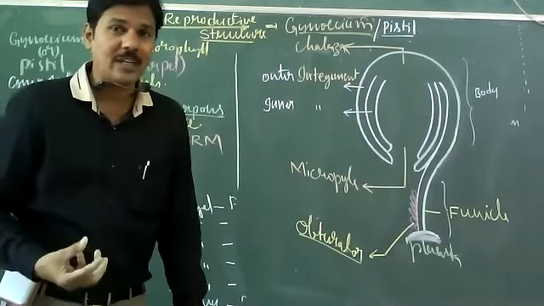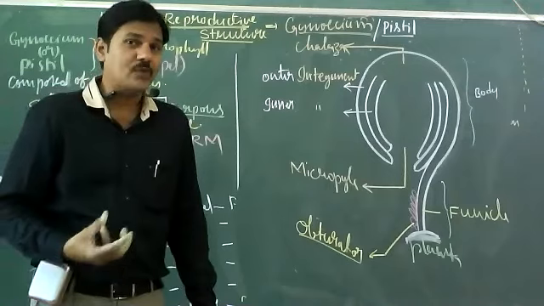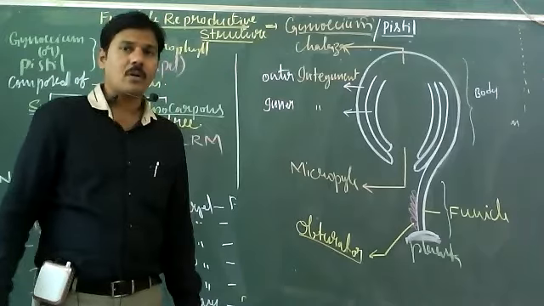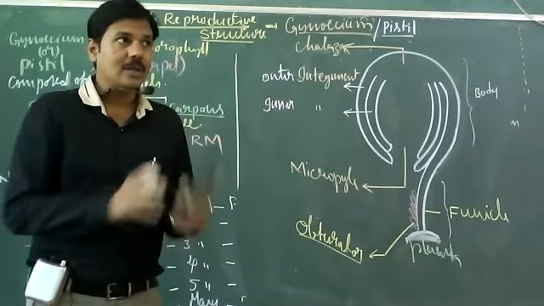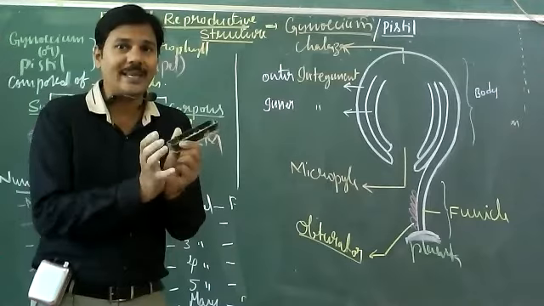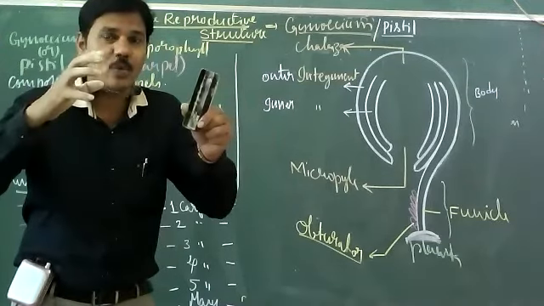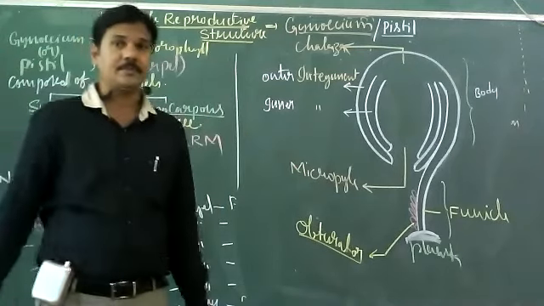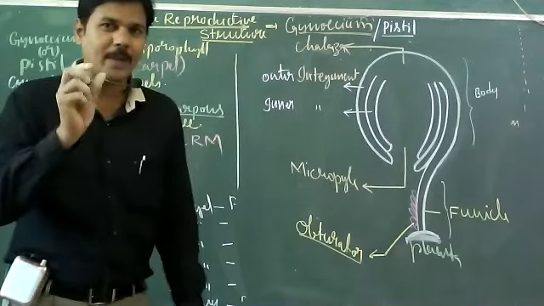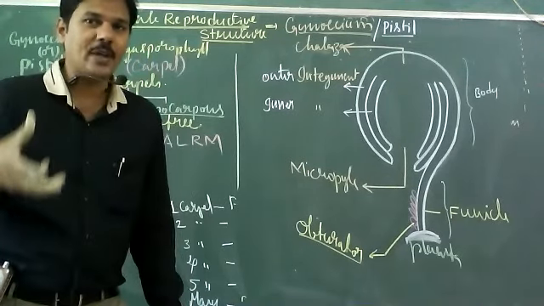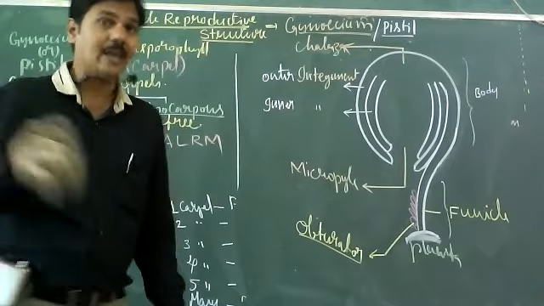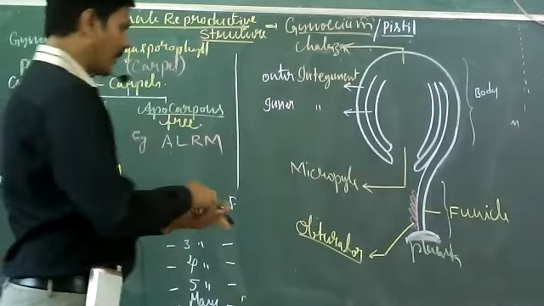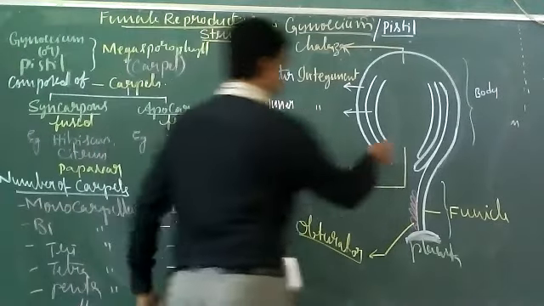How is the micropyle formed? Micropyle is formed by a left-out gap. The entire ovule body is covered by coverings, outer integument and inner integument, leaving a small gap which develops into an opening called micropyle. And then in the micropyle, you please see this gap.